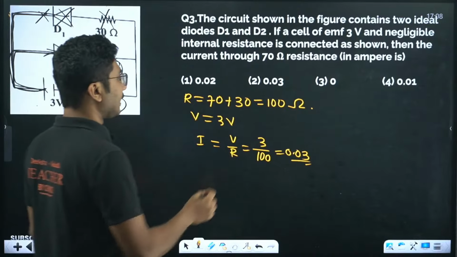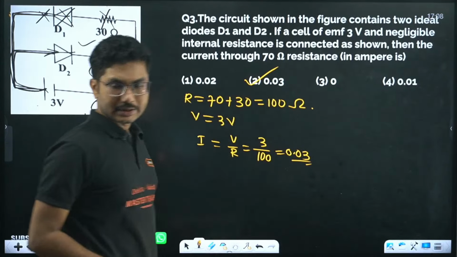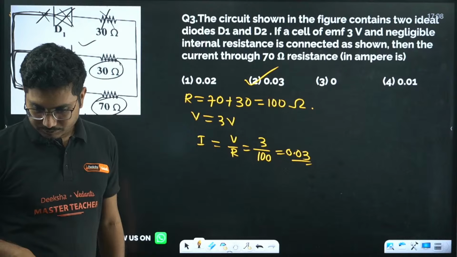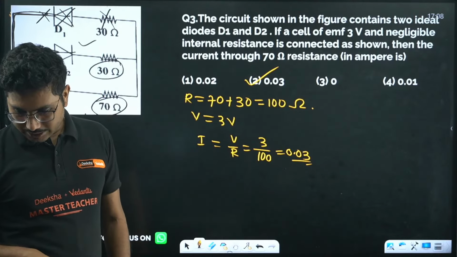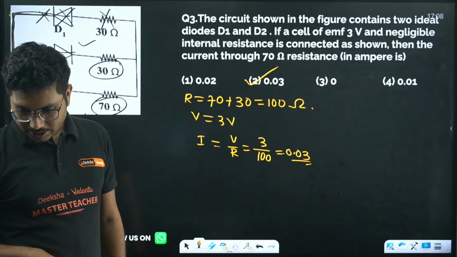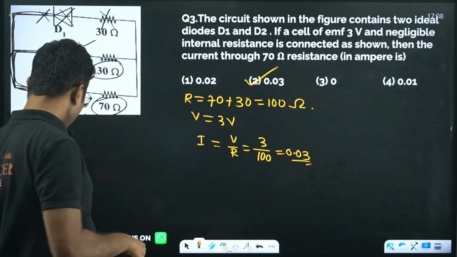So 0.03 is the correct answer. So option 2 or option B is correct. Yes, option B, not Anant, not 3. I think you are trying to answer the previous question.